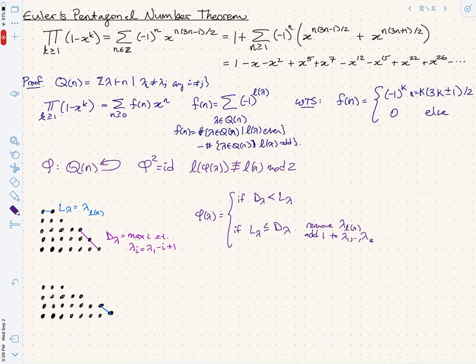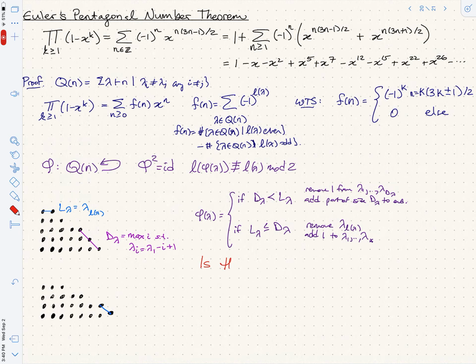And in the other case, I'm going to reverse this. So when d lambda is small enough, then I can sort of undo it, right? I can just take this off and I could put this back on the top. So that's what I'm going to do here. You're going to remove 1 from lambda 1 all the way up to lambda d sub lambda. And you're going to add a part of size d sub lambda to the end. That's my map.